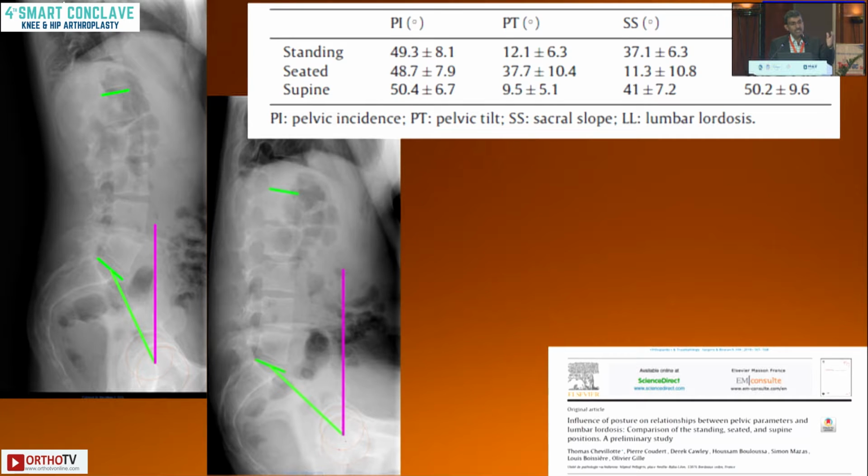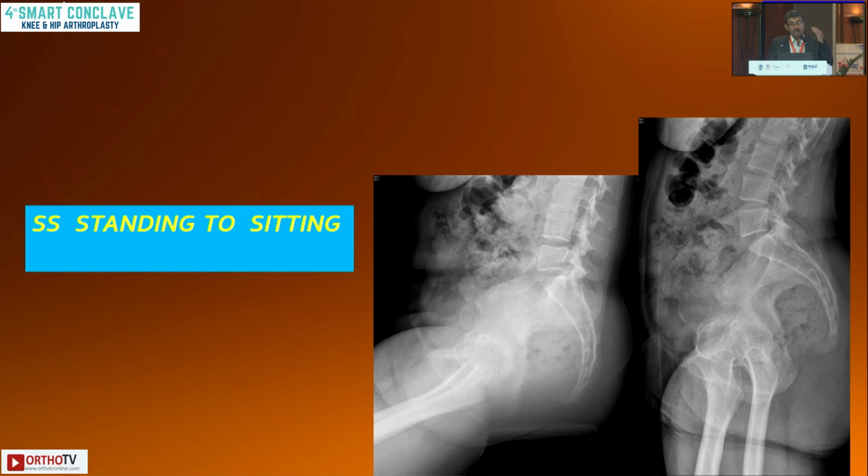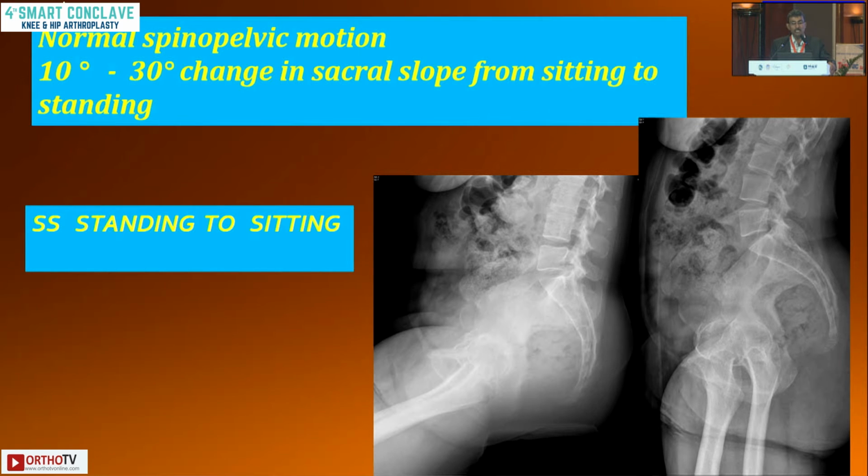And they have a set of values, which means the change from sitting to standing in the normal cohort, or in the normal set of controls. But to simplify the issue, let us look at one particular value called the sacral slope. In normal spinopelvic motion, there's a 10 to 30 degree change in the sacral slope from sitting to standing, and that is what has to be appreciated in normal spinopelvic mobility.